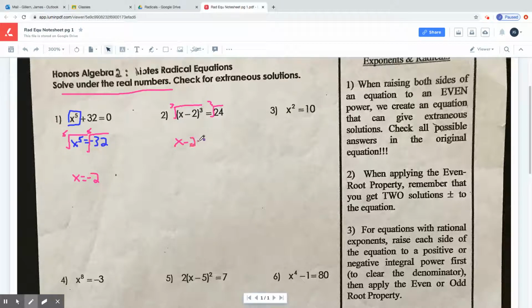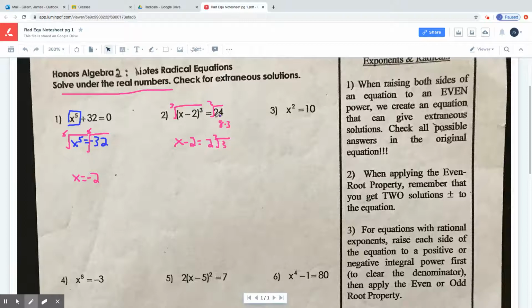And what is the cube root of 24? Well, it's not a perfect cube, but 24 is 8 times 3, and the cube root of 8 is 2. If you had to break it down, it's 2 times 2 times 2. You could take out a 2. So it's 2 cube root of 3.